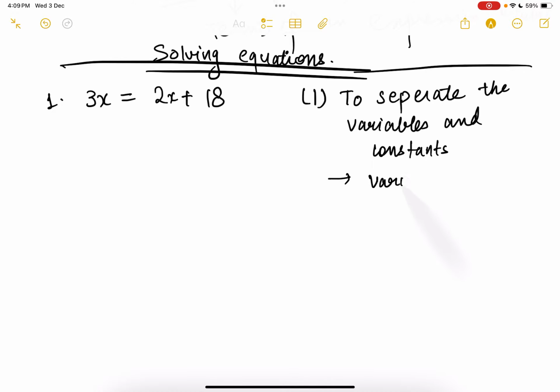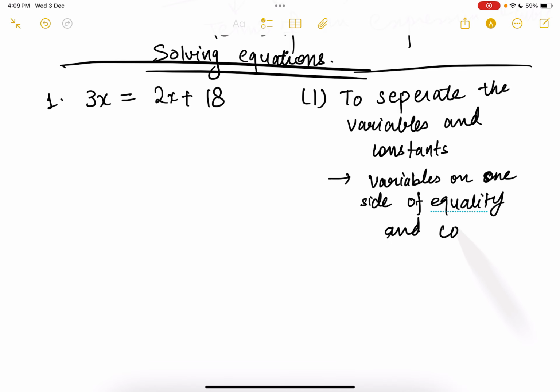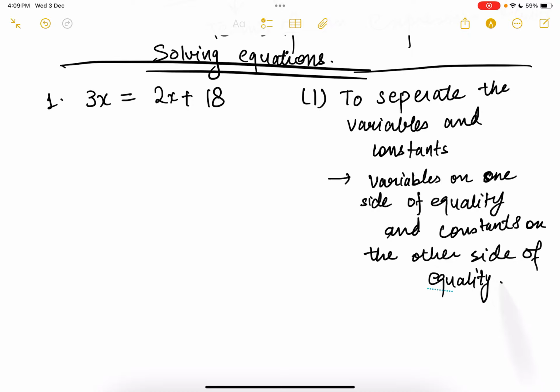That variables on one side of equality and constants on the other side of equality. Okay, so that is what you have to do. Now I'll tell you how. x plus, this is 3x minus 2x.